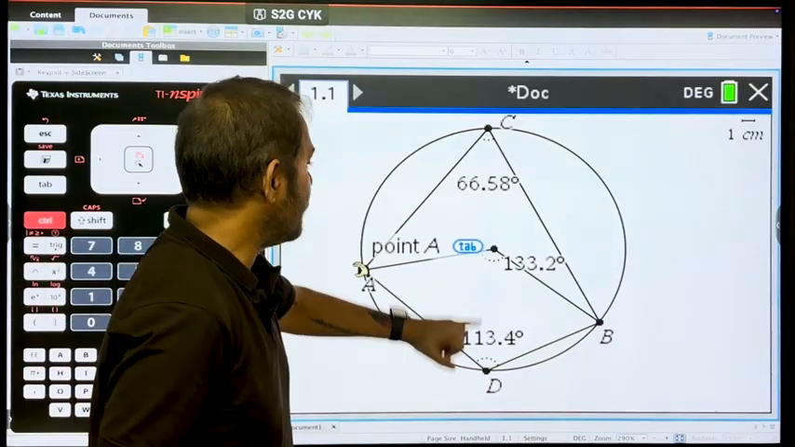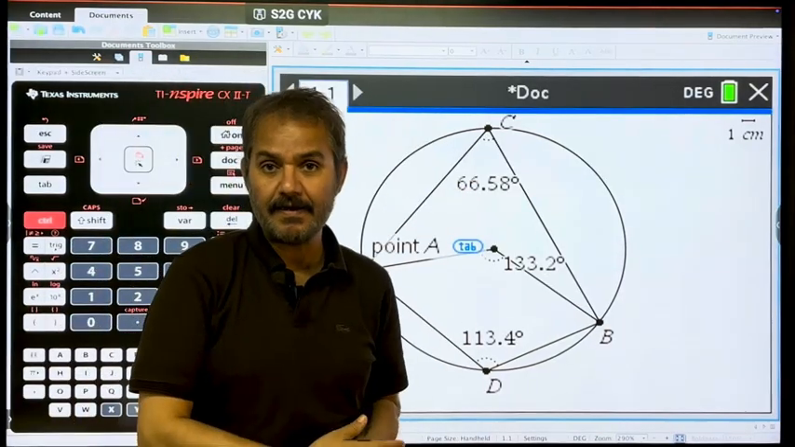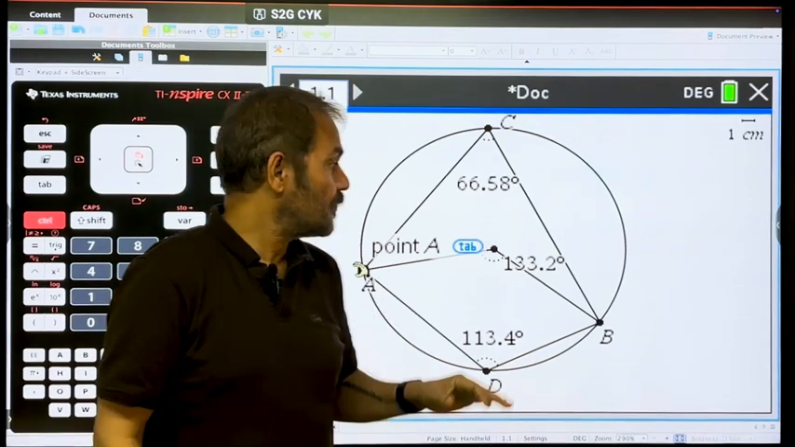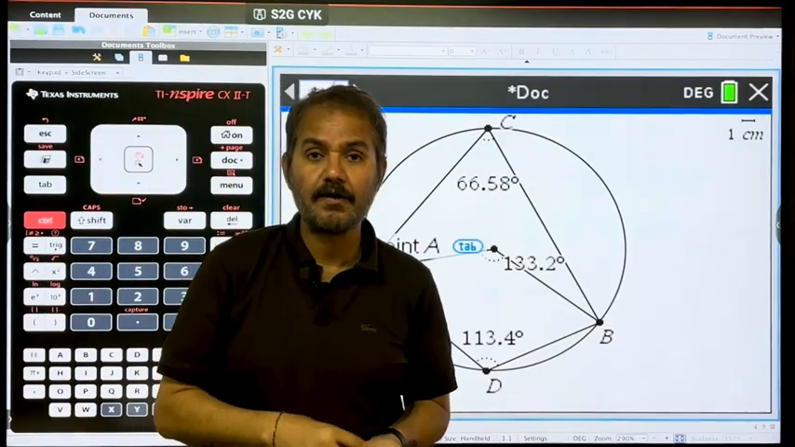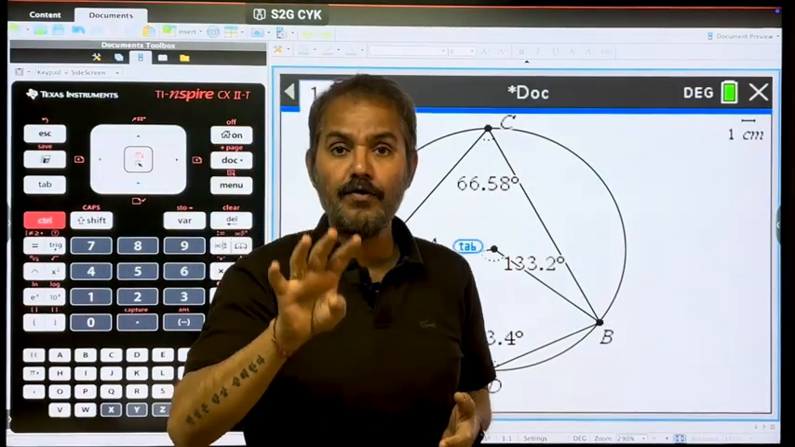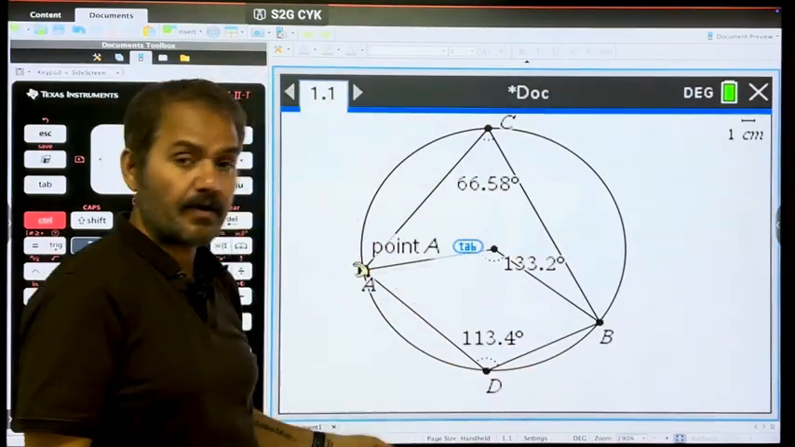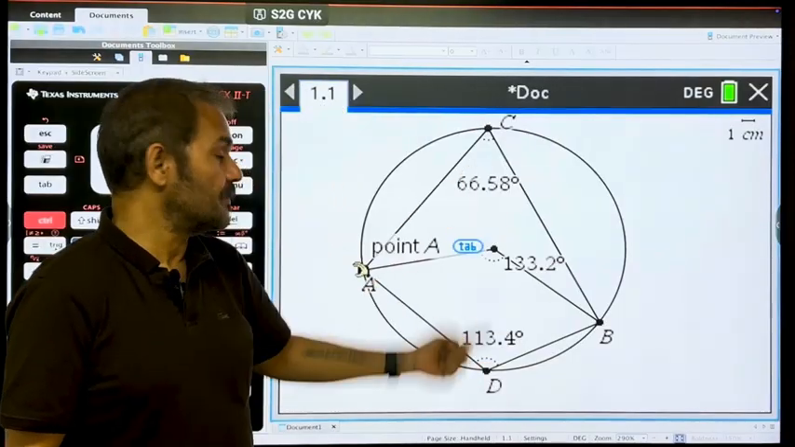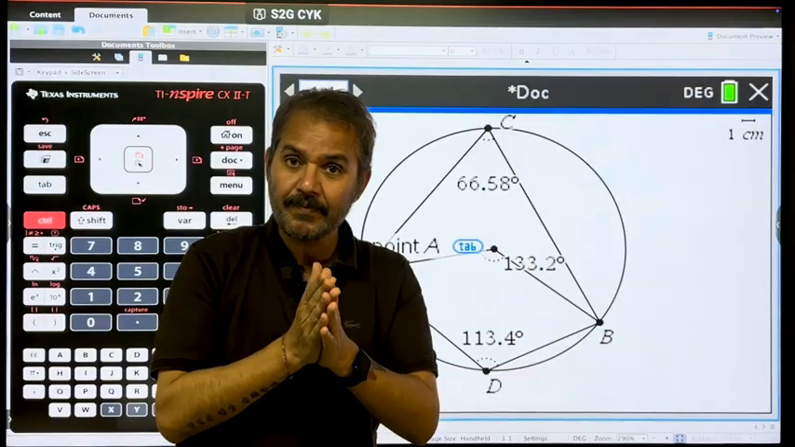If you add these two angles, they always add up to 180 degree. These two angles are supplementary angles, right? So this is a cyclic quadrilateral. So this is the property of a cyclic quadrilateral, that all 4 vertices of a cyclic quadrilateral lie on a circle, number 1. And number 2 is opposite angles of a cyclic quadrilateral are supplementary, right?